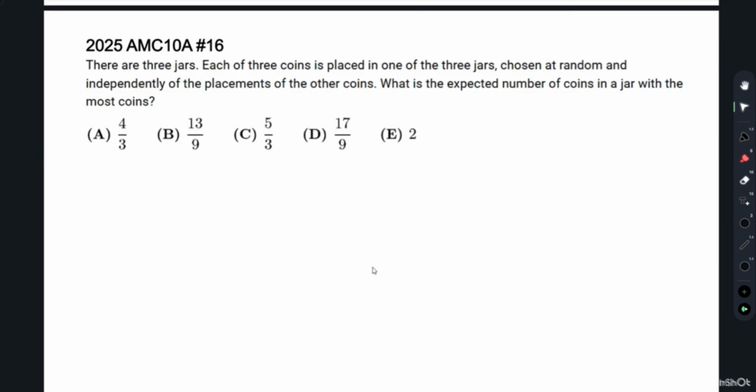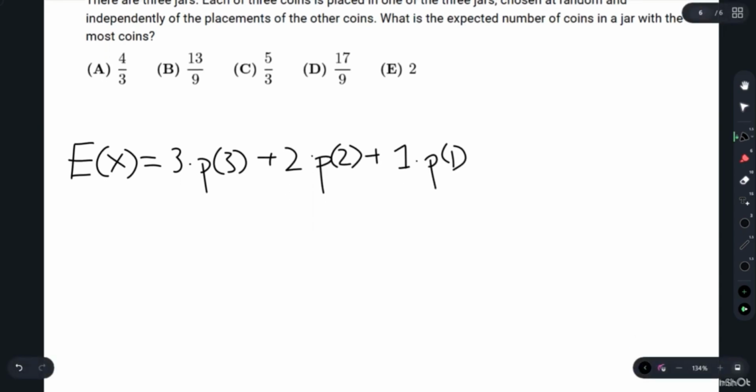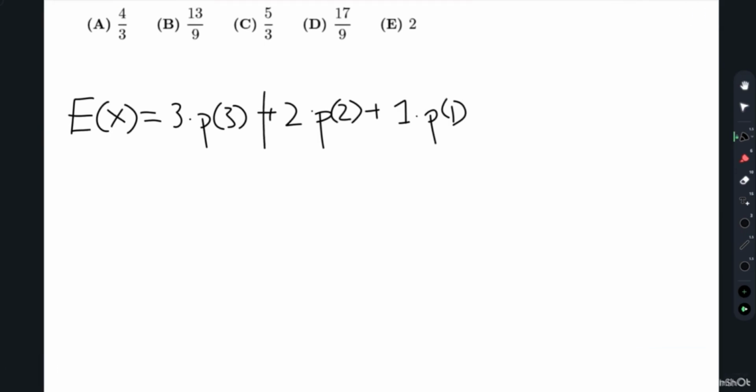So first of all, expected value is something like E of X is equal to 3 times the probability that 3 is the maximum, plus 2 times the probability that 2 is the maximum, plus 1 times the probability that 1 is the maximum. And this is just how expected value works. Let's handle these case by case now.